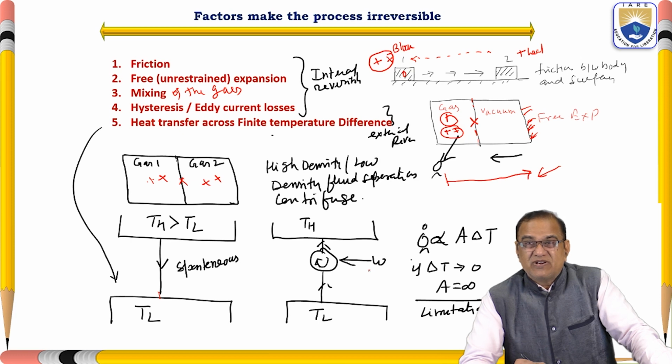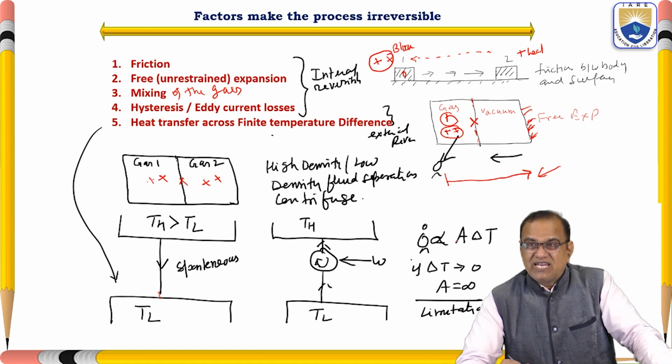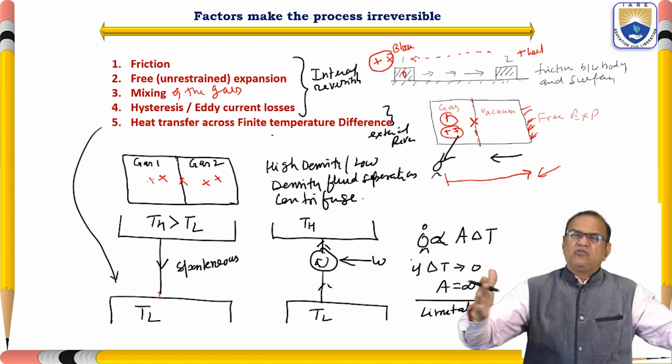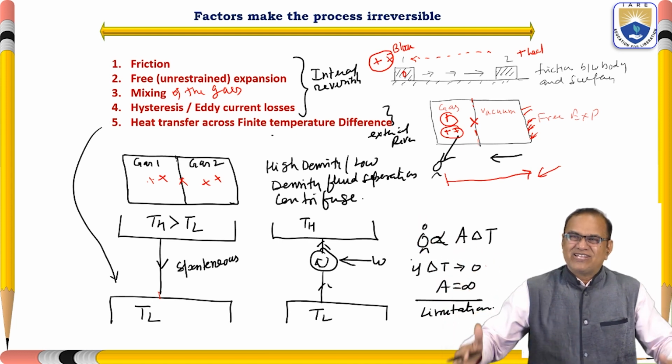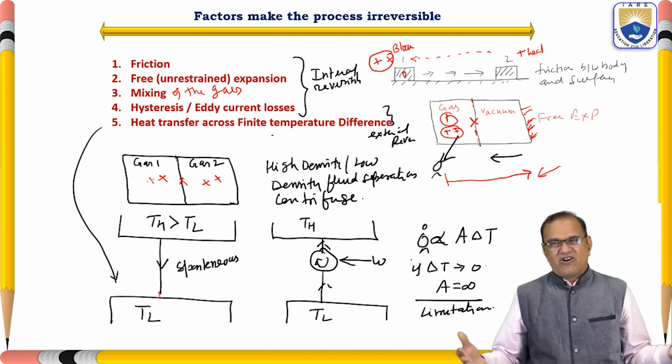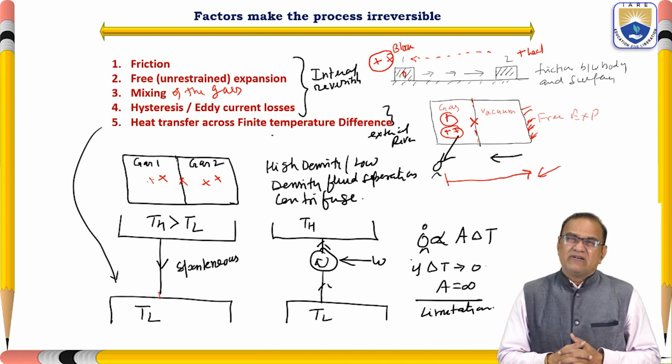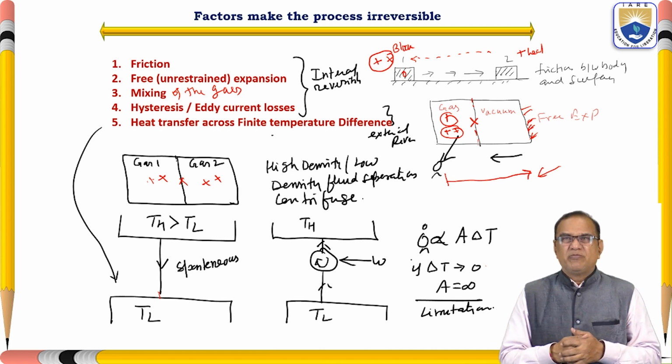For heat transfer with a finite difference, Q dot is directly proportional to area times delta T. If delta T is 0, then you need infinite area. It means if you want to make a reversible process, a very huge area, miles of area, is required. That much space we don't have for any system. So this is also a limitation of any system. So these are the 5 important factors.